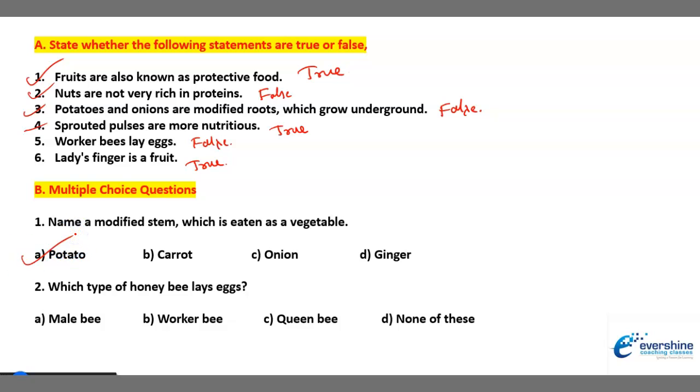Okay. Which type of honeybee lays eggs? Male bee, worker bee, queen bee, none of these. Which type of honeybee will lay eggs? That is nothing but the queen bee. So these are the different bees: male bee, worker bee, queen bee. In that, the queen bee will lay the eggs.